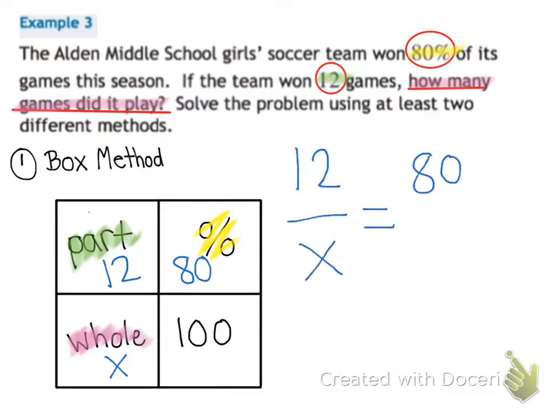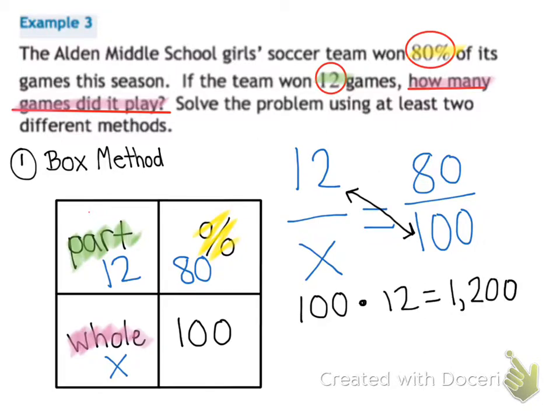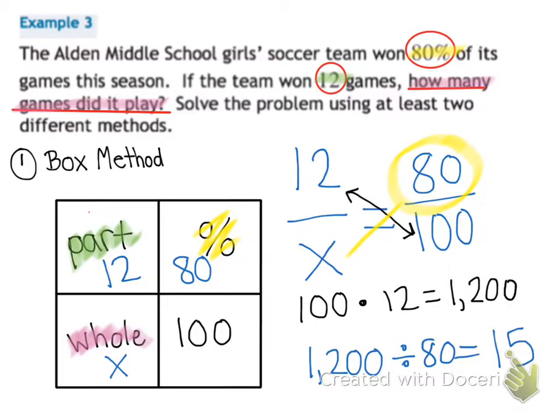And I'm going to rewrite my problem right next to it. Now we multiply diagonal. And we multiply 100 by 12, so we get 1,200. And then I'm going to divide by 80, right? We always divide with the number that's diagonal from X. So 1,200 divided by 80 is 15. That means that they played a total of 15 games.